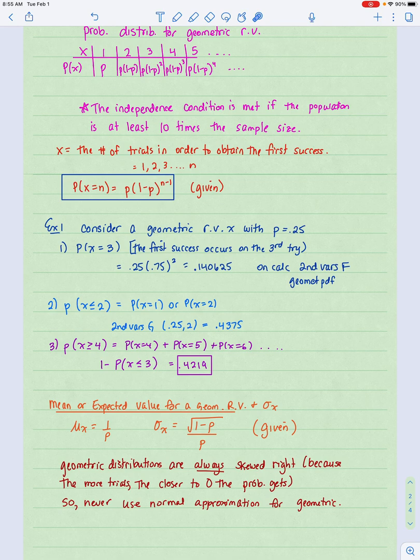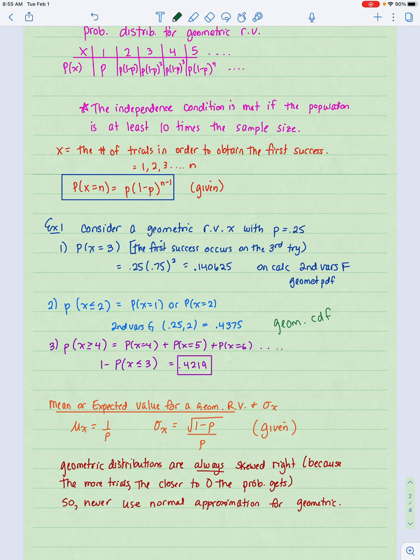So you can use second vars G, which is geometric CDF, because now we're talking about cumulative from the bottom. So less than 2. Now this time 0 is not included. It's just 1 or 2. 1 is the lowest x can be for geometric. So there is no 0 there like there is for binomial because it's different.